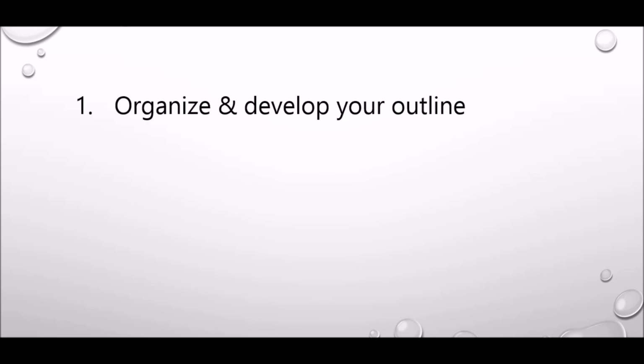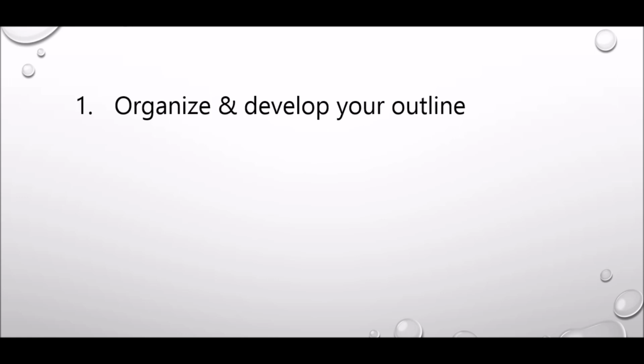So the first step in this 5-step process is to organize and develop your outline. Now, this is where a lot of people get stuck because they don't quite know how to outline a book, how to go through the process, and that kind of thing.